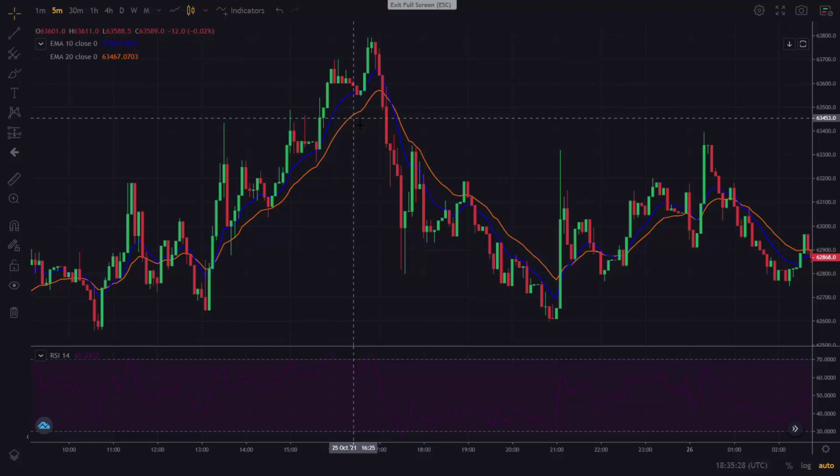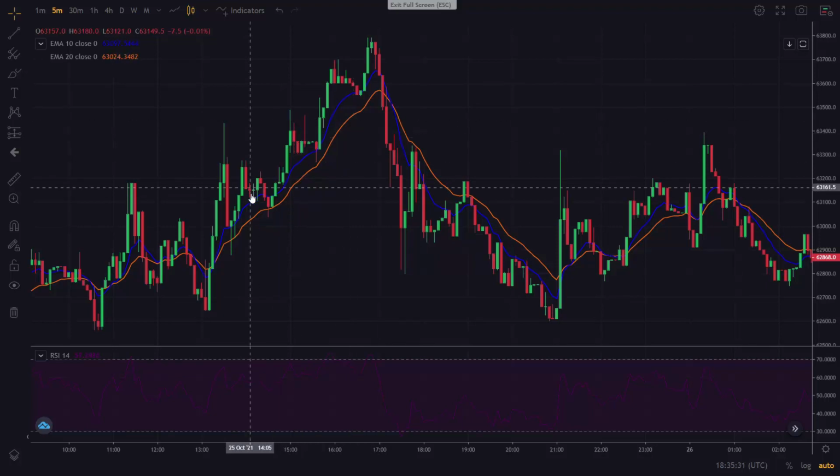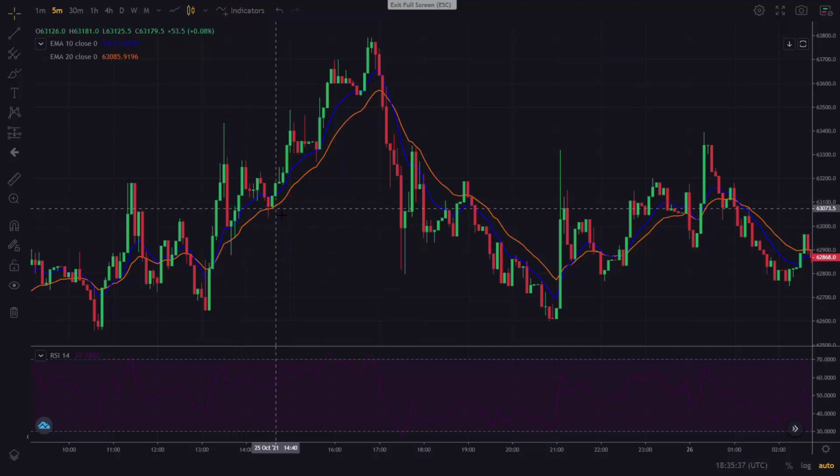First of all, we need to confirm that the 10-period EMA is above the 20-period EMA. As you can see here, the blue line is above the orange line. Secondly, we need a pullback of the price to either the 20-period or 10-period EMA. So as you can see here, we are in an uptrend and price actually pulls back onto the 10-period exponential moving average.